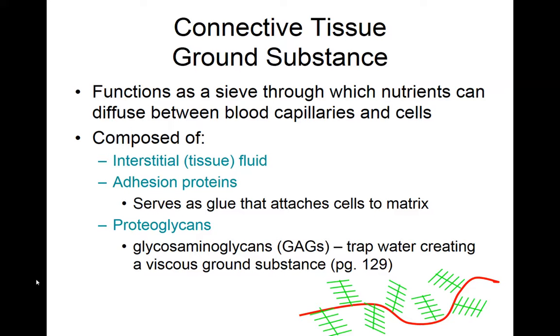Now ground substance is made of what's called an interstitial fluid. The term interstitial just means tissue. Another thing that we'll find in our ground substance are something called adhesion proteins. What does the term adhere mean? To adhere to? Stick. To stick to. So adhesion proteins are like glue, and they're going to basically help attach the cells to the matrix and keep everything in its place. And then the last thing that we'll find within our ground substance are something called proteoglycans.